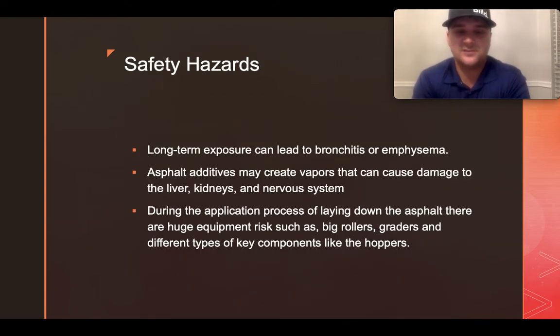Some safety hazards to applying this rubber asphalt and pavement. Long-term exposure can lead to bronchitis and emphysema. Asphalt additives may create vapors that can cause damage to your liver, kidneys, and nervous system. A lot of times this has to do with the tar that we apply with the asphalt, and the heating process in the hot mixes. That tar and the fumes coming off of these products can get down into your lungs and into your body and cause harm to your body.